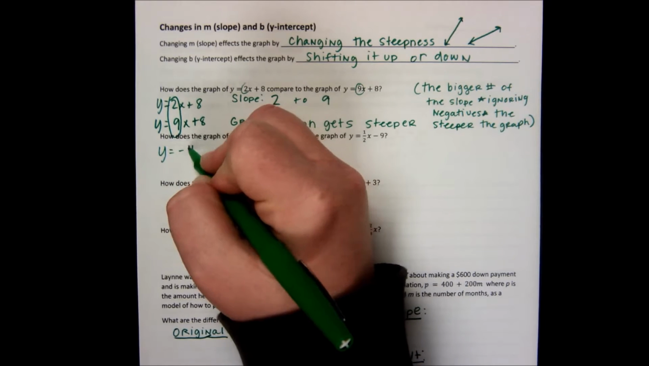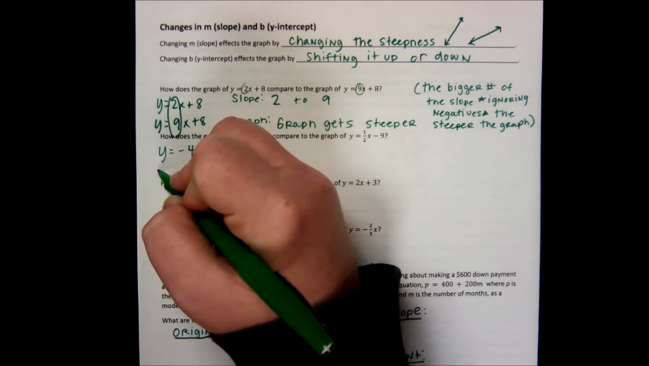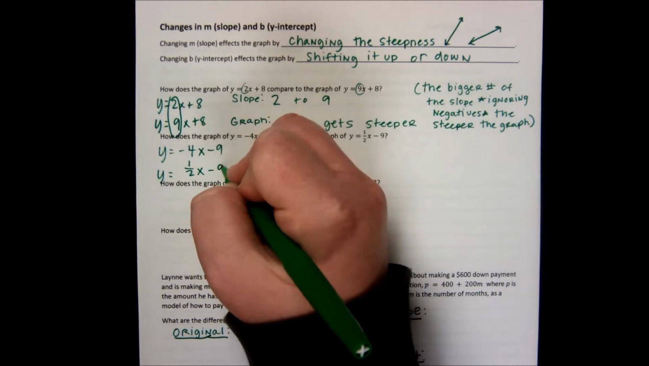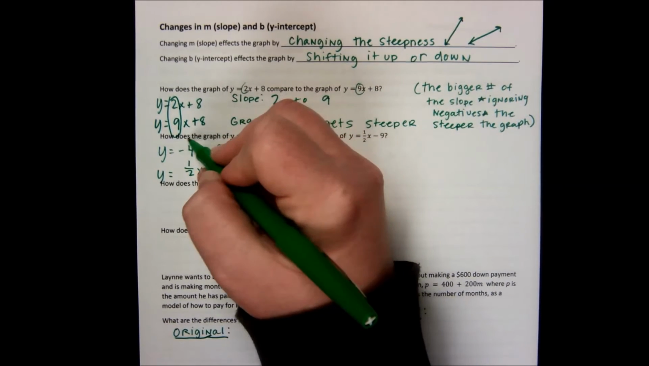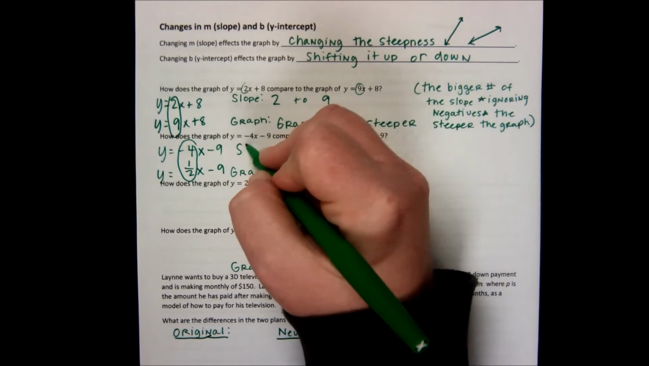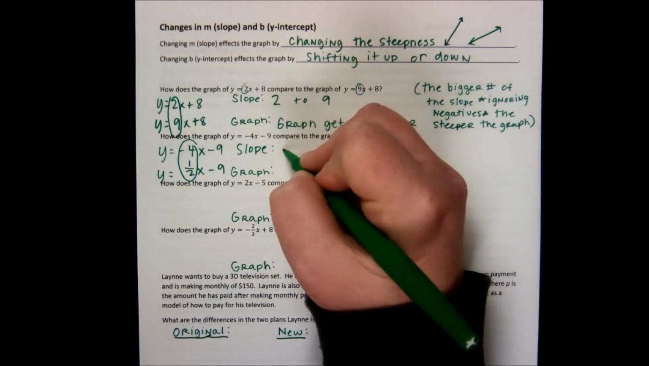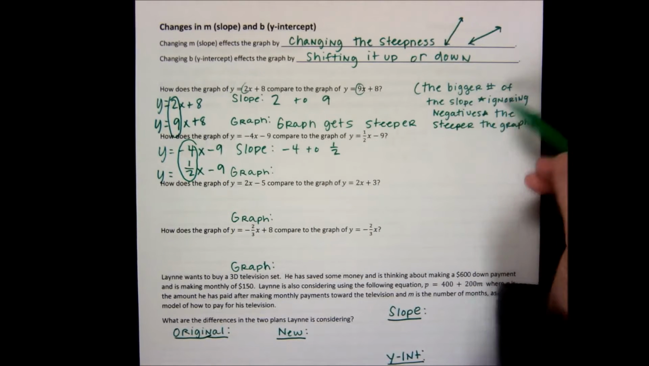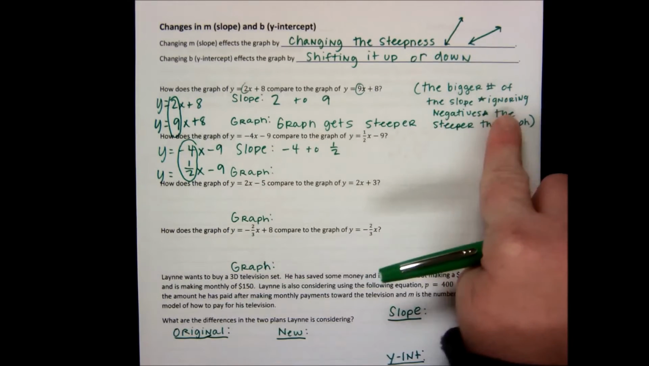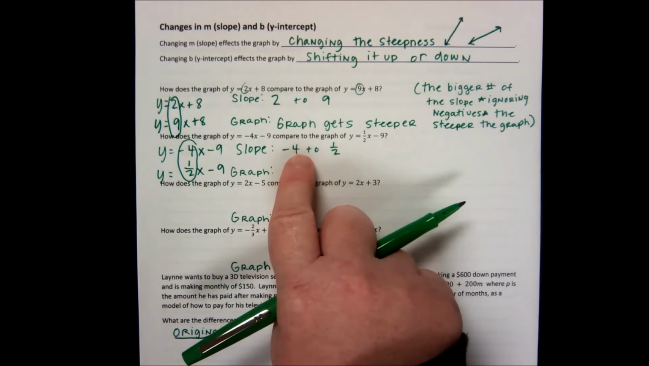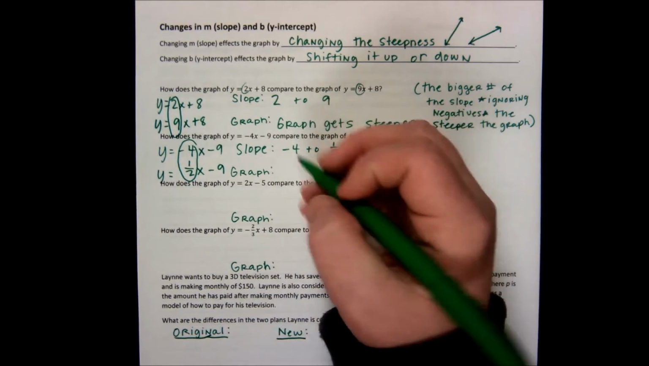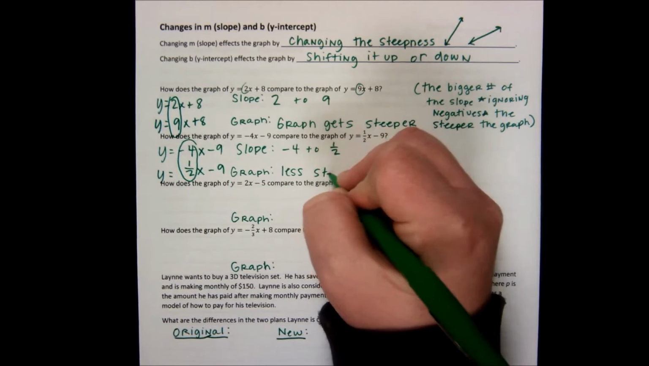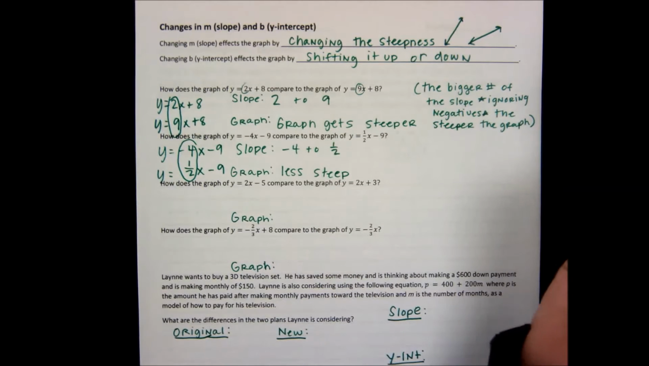y equals negative 4x minus 9, and y equals 1/2 x minus 9. Same y-intercept, the only thing that changed was the slope. The slope went from negative 4 to a half. Remember, the bigger the number, ignoring the negative, the steeper the slope. So this one would be steeper than this. The graph got less steep.